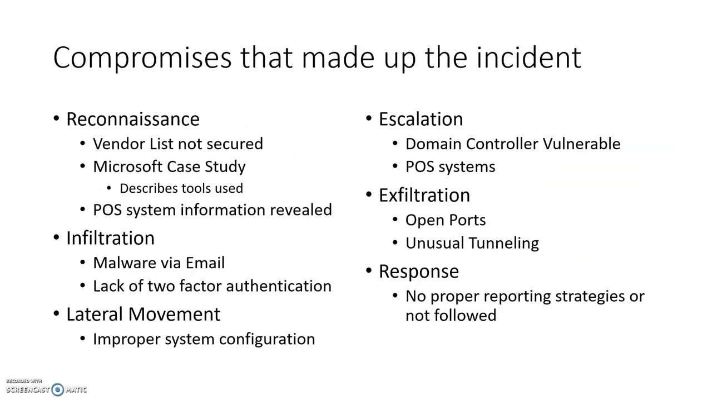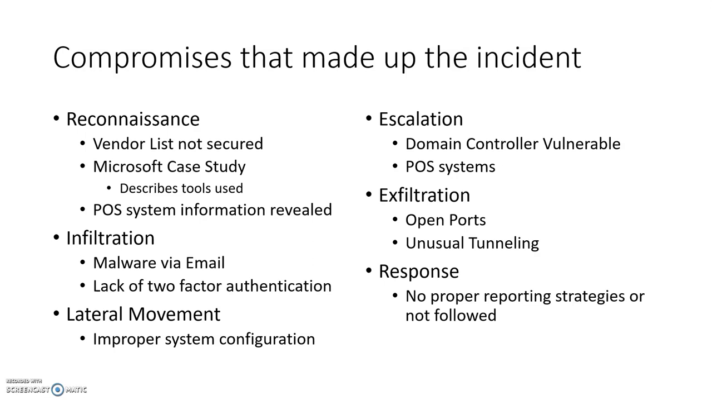Compromises that made up the incident were split into phases. In the reconnaissance phase, the attackers were able to find a full vendor list. They also found a case study that described the tools that are used by Target to secure and monitor their network, as well as the information on their POS systems. During the infiltration phase, the attackers were able to use malware to affect a vendor from that vendor list and gain access into Target's network.